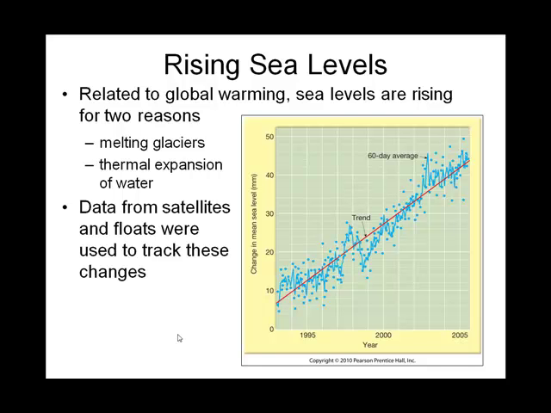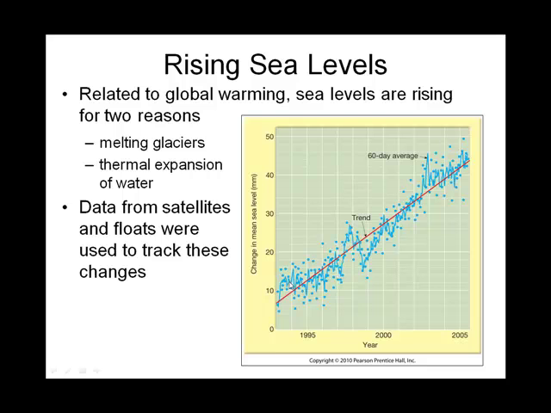The other thing is just simply liquid water, when you heat it up, will expand. So thermal expansion of water. So this is looking at a trend in sea level. Sea levels, the units are millimeters, and this is looking back a little bit before 1995 all the way to 2005, increasing in sea levels.